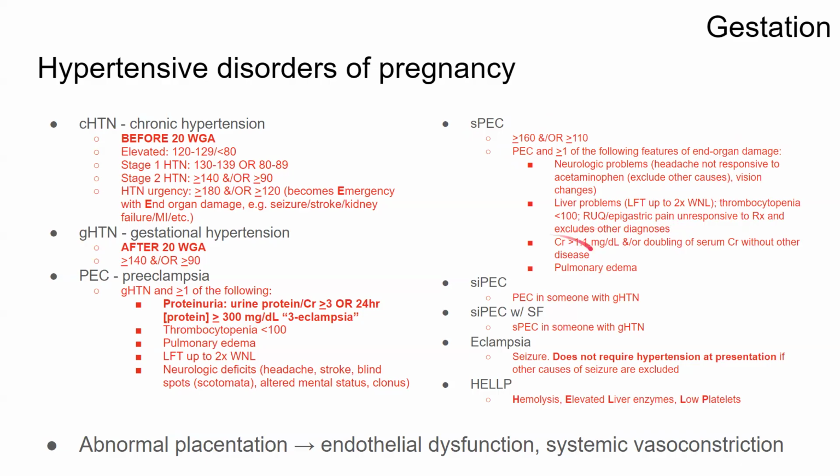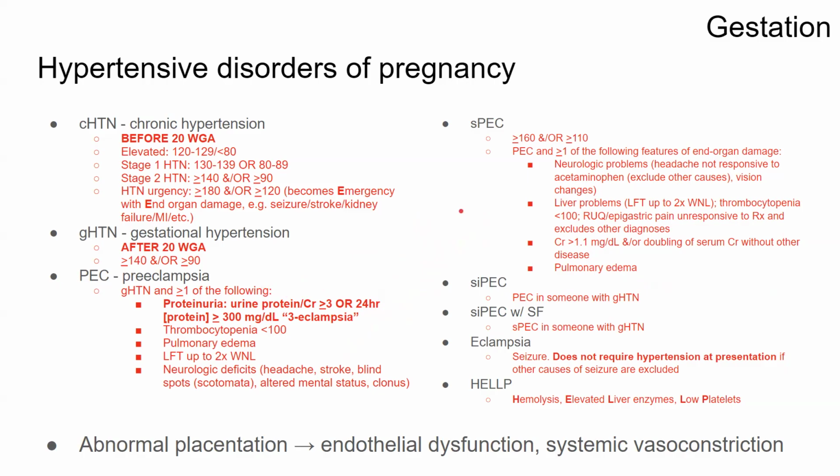Or if you have creatinine that's at least 1.1 mg per deciliter, or you have a doubling of serum creatinine without other disease. So if their baseline is whatever and then it doubles, that's consistent with preeclampsia with severe features, or if they have pulmonary edema. So here I'll pause and reiterate that it can be kind of confusing to tell the difference between preeclampsia and preeclampsia with severe features.